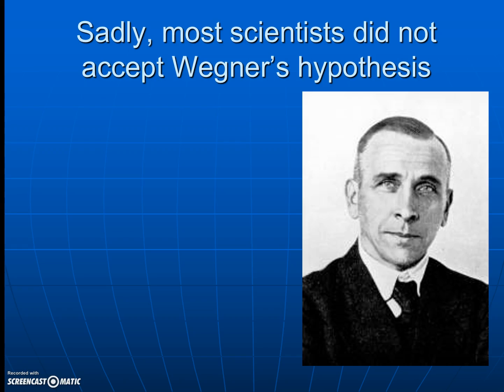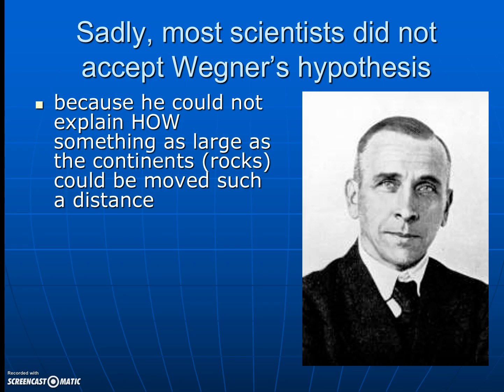Sadly, most scientists did not accept Wegener's hypothesis because he could not explain how something as large as the continents could be moved such a distance. So even though he had all this evidence, he could not explain how South America was at one point really close to Africa and all these things fit together. How could these big land masses move?